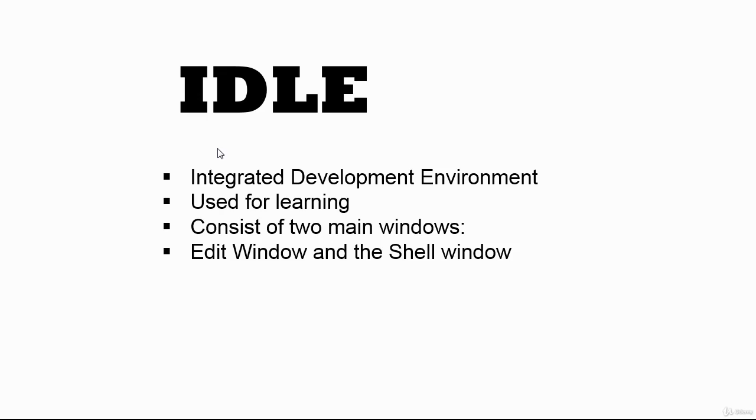In this lecture, we had a look at the Python IDLE, which is an integrated development environment that you can use for learning. It consists of two main windows where you can work from: the edit window that you can use to write proper Python code, and then the interactive shell window where you can experiment and write little chunks of code.